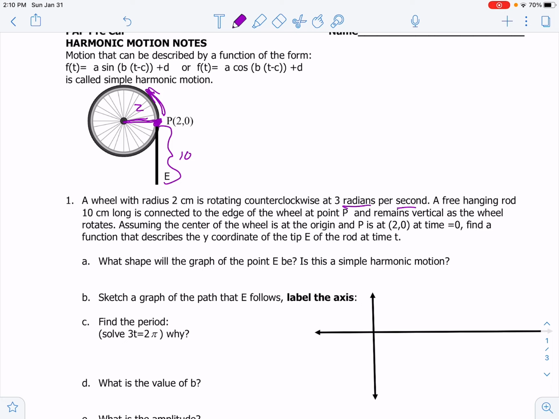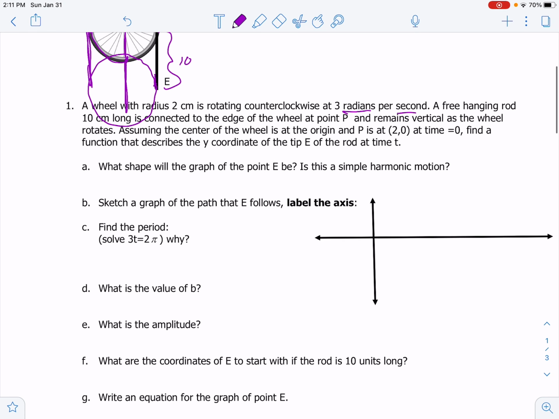So the wheel's going to rotate. It rotates backwards, and that point P moves to here. The rod is still hanging down, okay? And then point P is going to rotate to here, and that rod's still hanging down. And point P moves to here, and it's still hanging, okay? So this tip is rotating up and down and around and back. It's making the same circle that the wheel is, all right? Well, we want to graph that.